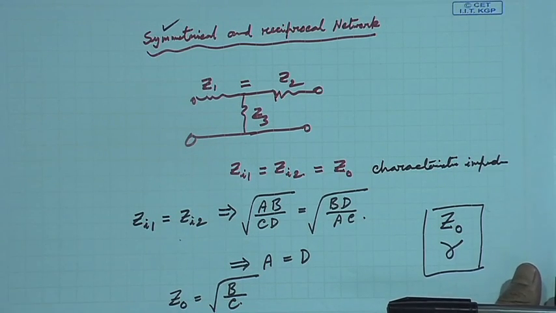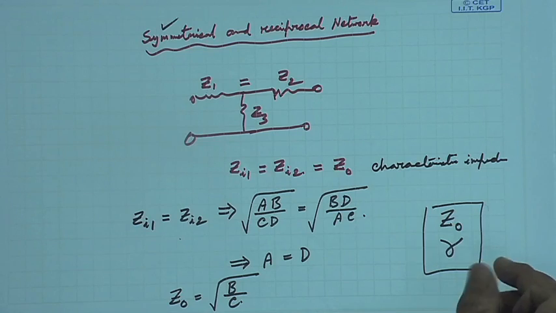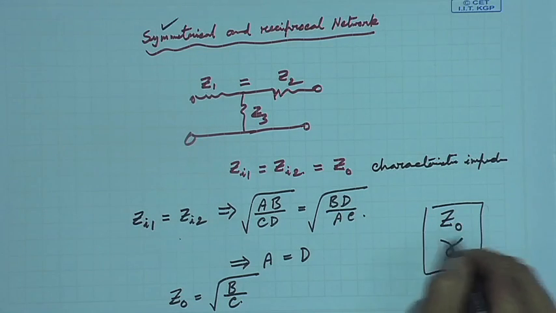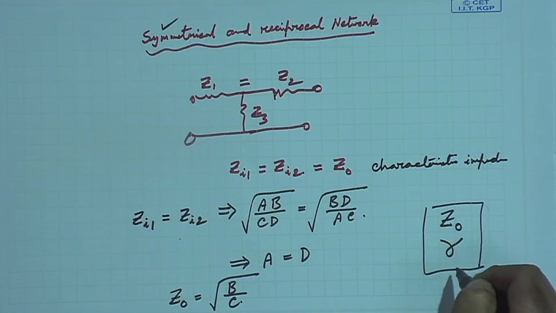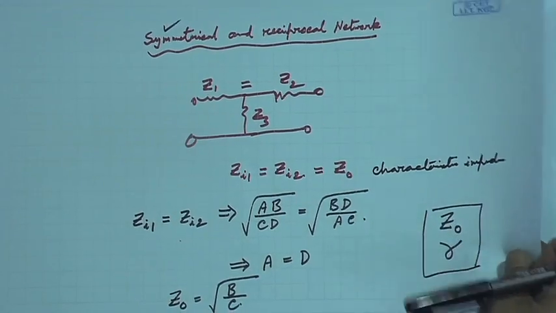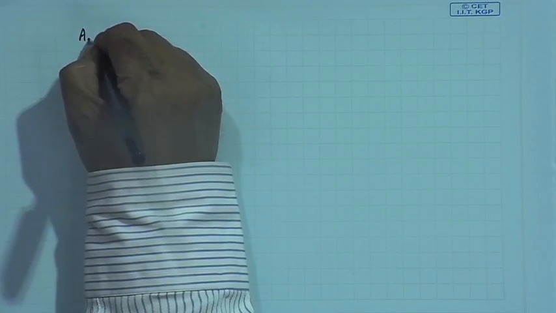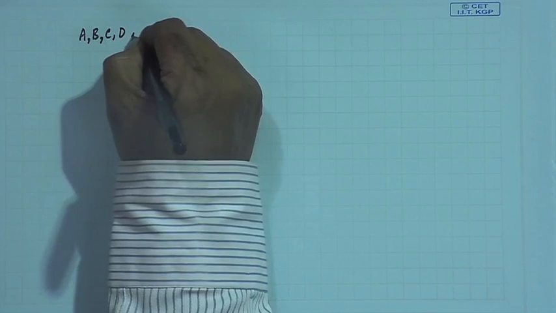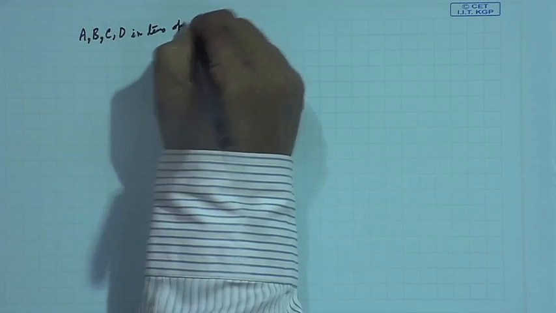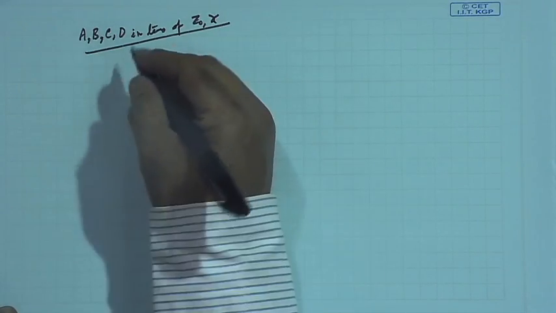So, let us now express the ABCD parameters we are so familiar with in terms of Z0 and gamma. That means, from now on we will specify only Z0 and gamma for filter specifications. So, we should have a mapping between ABCD and these. You can easily do that: express ABCD in terms of Z0 and gamma, because now our description will be in terms of that.